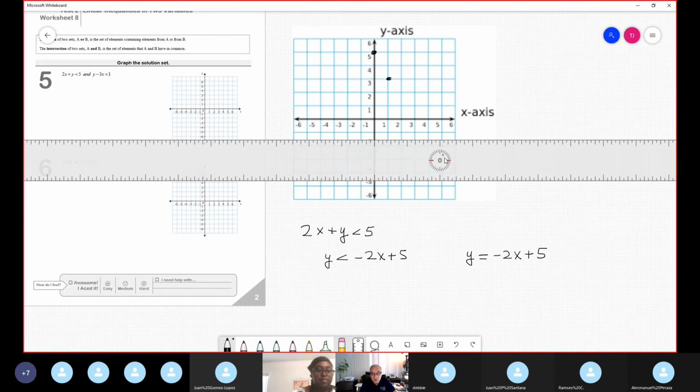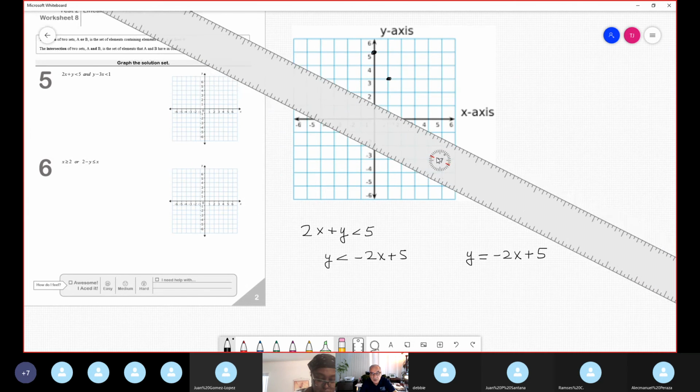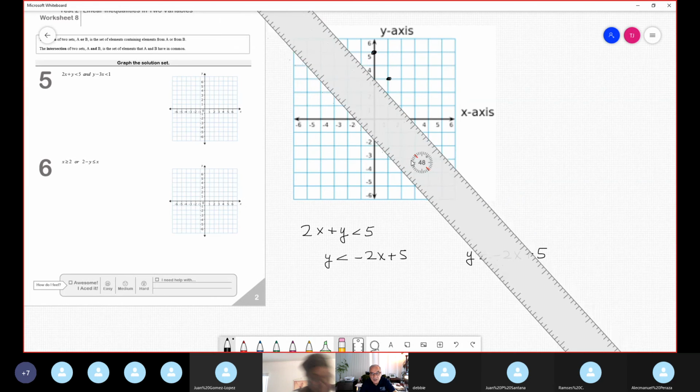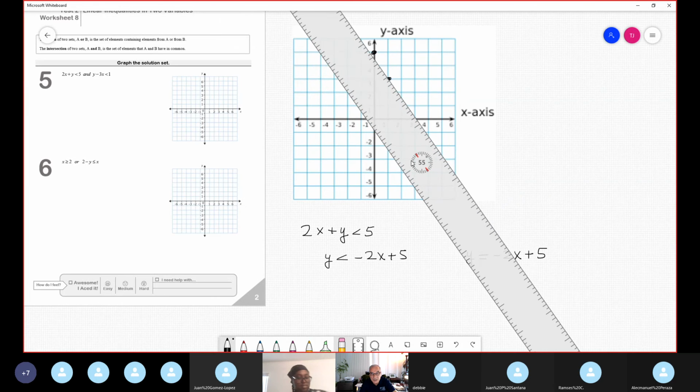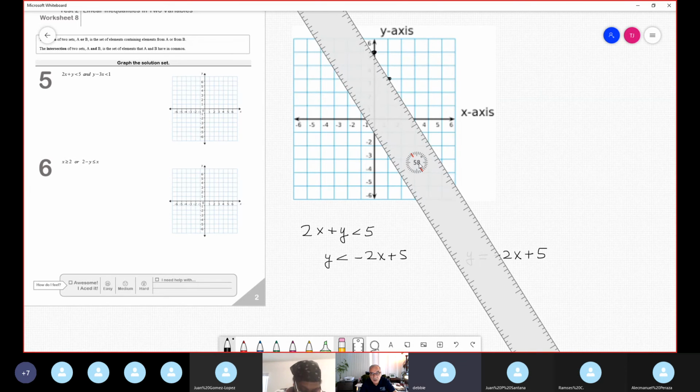But what kind of line do I use? Solid or dotted? Answer me. Activate the microphone or use the chat. Dotted. Why? Because it doesn't have the equal sign. Exactly. This is the answer. Because there's no equal sign in our problem. Dotted line.